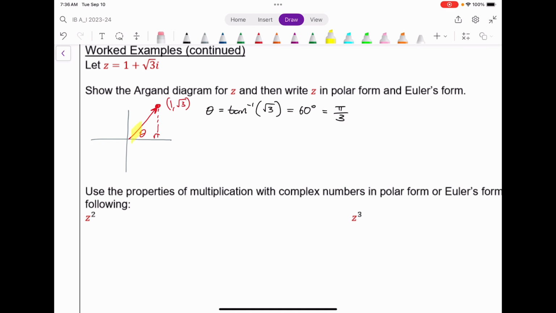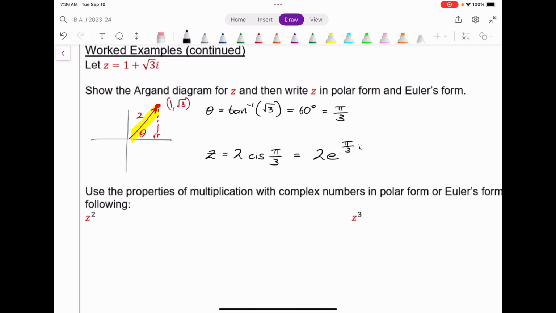And the modulus, the absolute value, is the distance of that. It's going to be the square root of 1 squared plus root 3 squared, which is exactly 2. So once I know the hypotenuse is 2, the argument or the angle is pi over 3. In polar form, we would get z equaling 2 cis pi over 3, or in Euler form, 2 times e to the power of pi over 3 i.